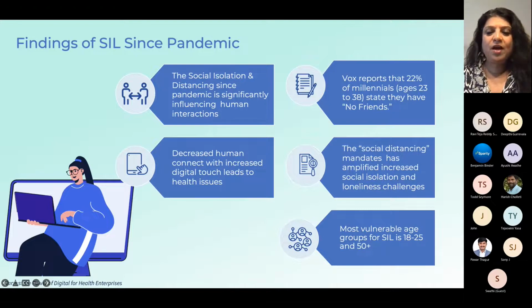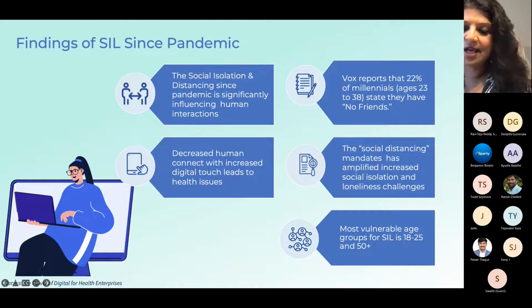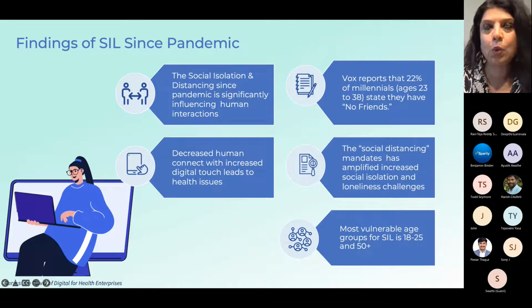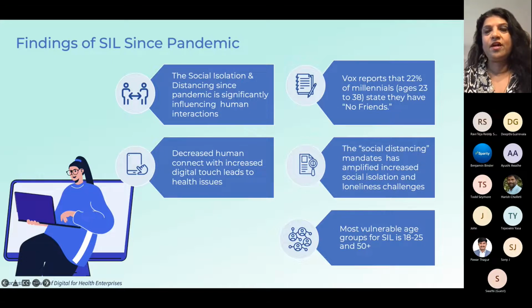Okay, the second most important one I thought was interesting is the most vulnerable ages are between 18 and 25 and 50 plus for being socially isolated and feeling lonely. And these groups are vulnerable because between the ages of 18 and 25, higher risks for suicides happen, and above the age of 50 it leads to several different levels of chronic conditions. And not to mention, above the age of 50 you already suffer from certain chronic conditions, but then when you add the social isolation and loneliness to it, it only magnifies the problem even more.